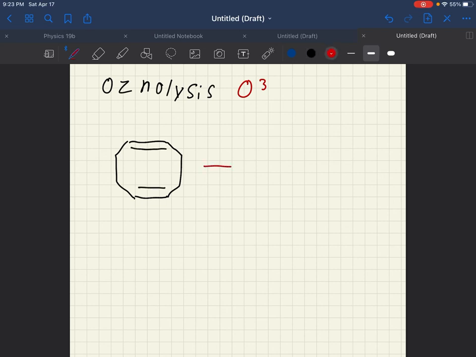And we're going to react this with O3. And now all you have to do here is cut down the double bonds. Just cut the double bonds down the middle, and you're going to replace those with oxygen and then number them. So 1, 2, 3, 4, 5, 6.